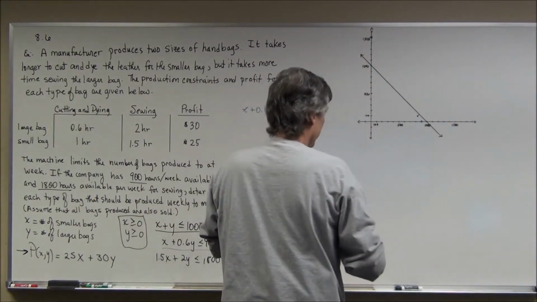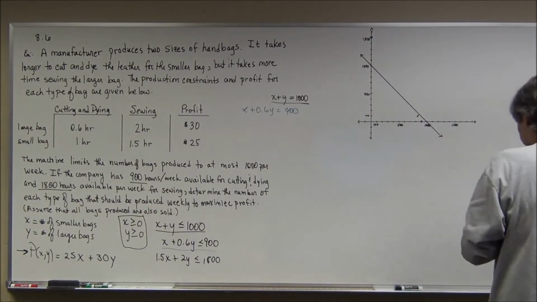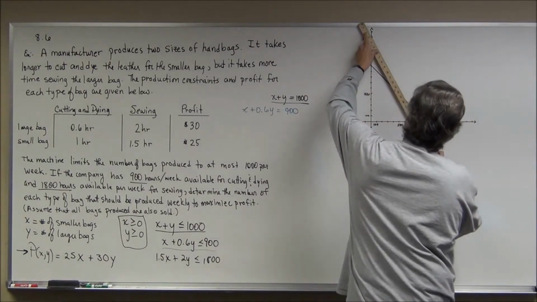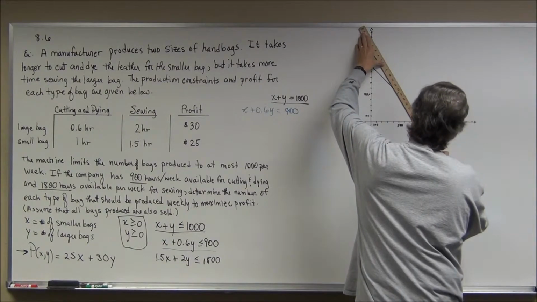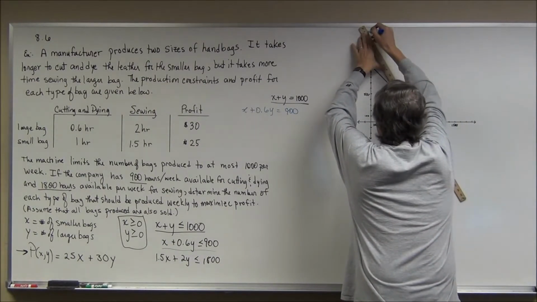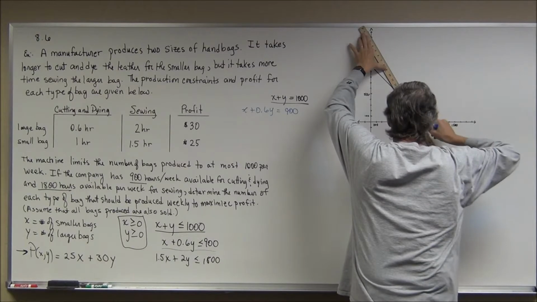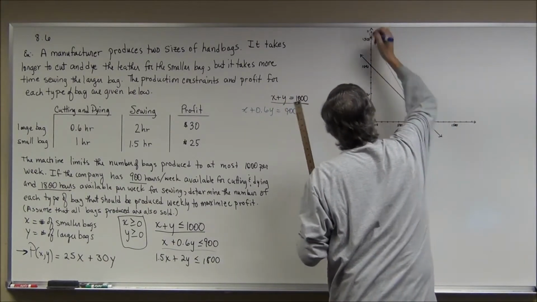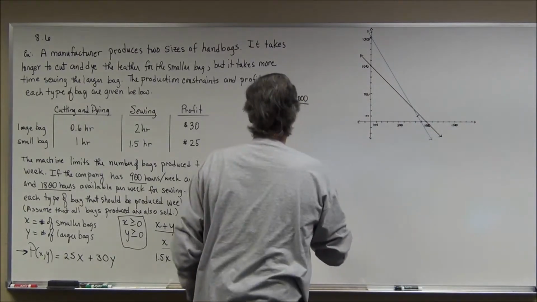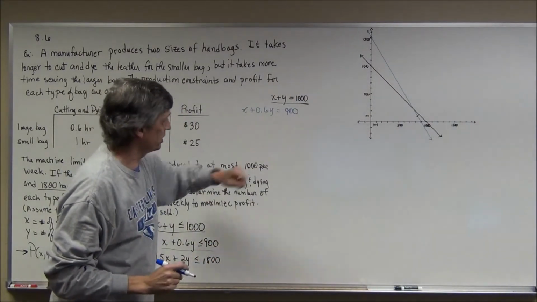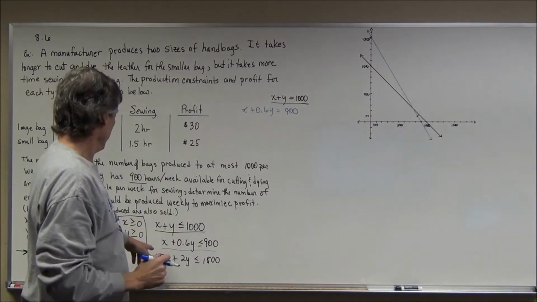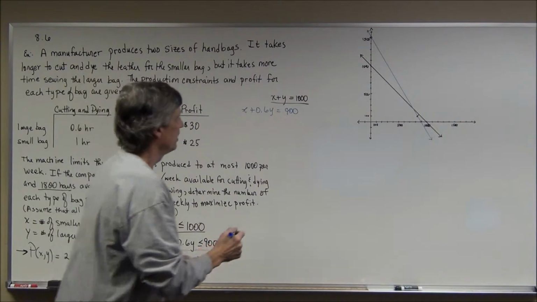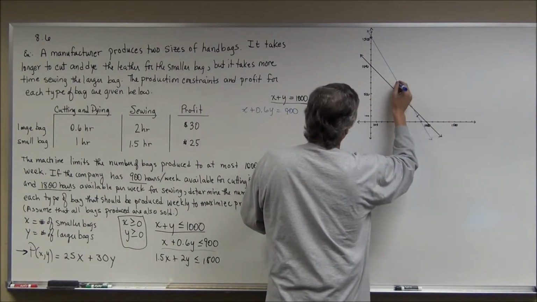Okay? So I'm going to get my straight edge here, and I'm going to draw this line. It goes through those two points. Hopefully my straight edge won't shift. That looks pretty good. And I pick a point not on it, like (0, 0), which is clearly to the left. Plug (0, 0) in here. This would give me 0 is less than or equal to 900. That's looking good. I'm shading this way.